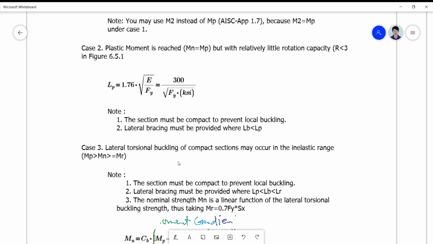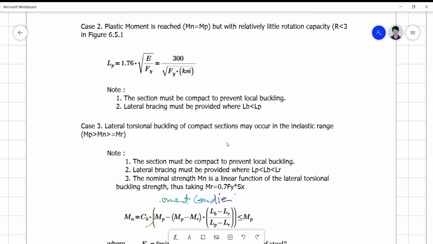So case 3, the lateral torsional buckling of a compact section, may occur in the inelastic range where Mp is greater than Mn and greater than or equal to Mr. Noting that the section must be compact to prevent local buckling, lateral bracing must be provided where Lp is less than Lb is less than Lr, or simply your brace length is in between the plastic lateral brace limit and the critical lateral brace limit Lr. So the nominal moment strength Mn is then a linear function of the lateral torsional buckling strength. Thus, Mr is taken to be 70% of your yield moment.